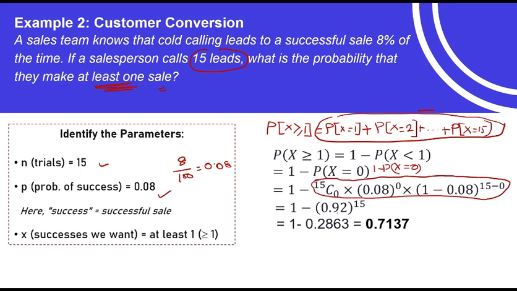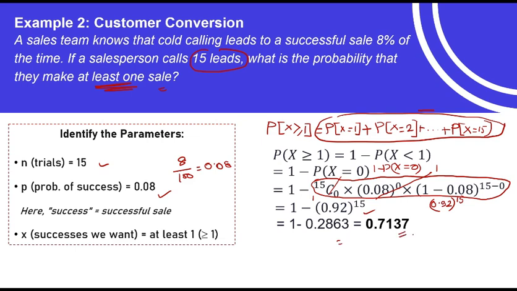So 1 minus 0.92 to the power 15. How 0.92? Because 15C0 is 1. So there is 1. Anything to the power 0 is 1. So this is also 1. This is 1 minus 0.08, which is 0.92. And the whole thing to the power 15 minus 0 is 15. So this is equal to this.